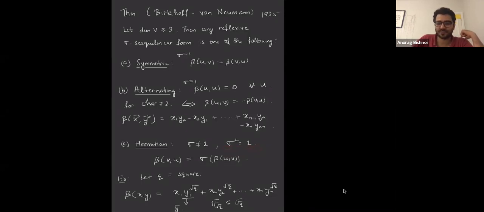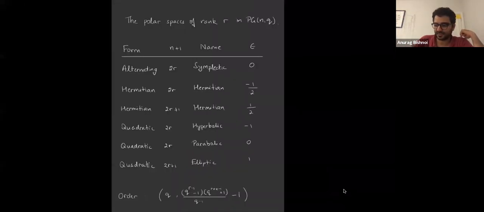Okay, so this is a full classification, which is nice. So we really understand all the classical polar spaces. And in fact, here's a table, and this will be the last thing.